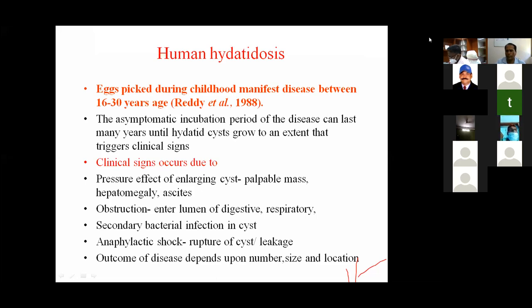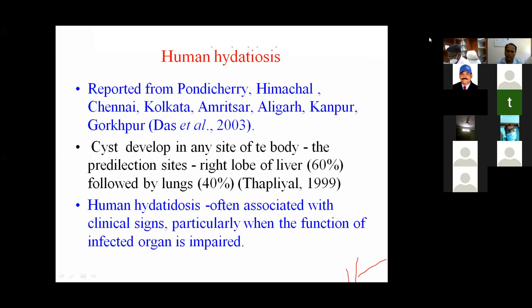The outcome of the disease depends upon the number of cysts, the size of the cyst, and the location. That is important. It has been reported from different towns of our country: Pondicherry, Himachal, Chennai, Calcutta, Amritsar, Aligarh, Kanpur. I have taken very few of them. There is a large number of reports.